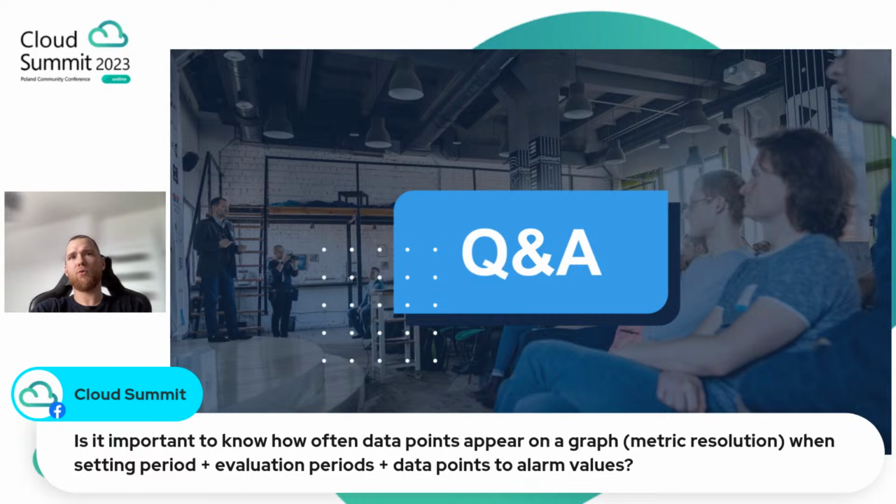Is it important to know how often data points appear on a graph? Metric resolution when setting period plus evaluation periods plus datapoints to alarm values. By default, on the graph, we have a new point every 5 minutes, but it depends on the service. For example, if we have the EC2 service and turn on detailed metrics for it, we will not have additional metrics. We just will have the same metrics, but more often. I mean, every 2 or every 1 minute. I don't remember, honestly. But if we have such needs, we can change it. But we will pay more in this case because we will collect metrics more often.